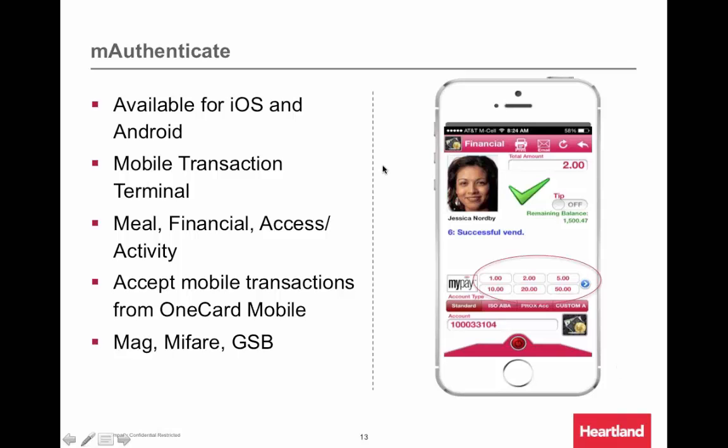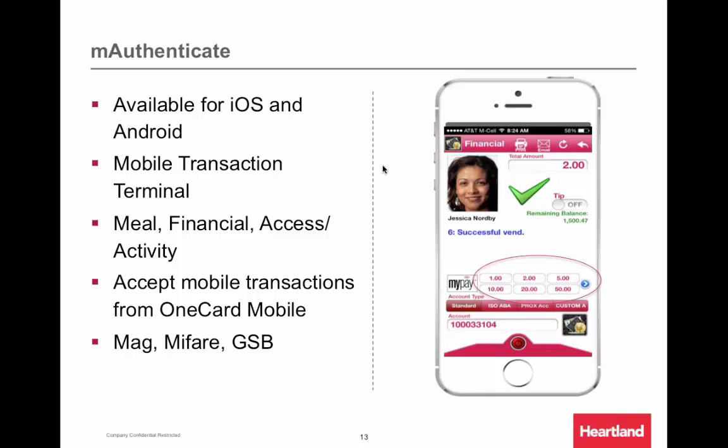So let's talk a little bit about M-Authenticate. M-Authenticate is an all-purpose transaction terminal application. It is available on iOS and Android. In fact, all of our applications now are available for iOS and Android. They cross the different platforms, so you're not tied to just one type of device. This allows you to accept meal plan transactions, financial debit transactions, as well as do access and activity.